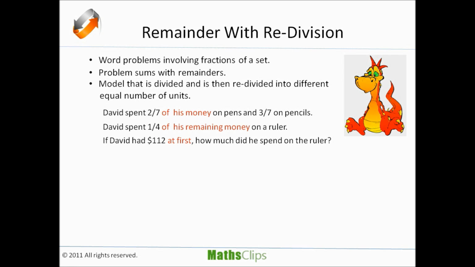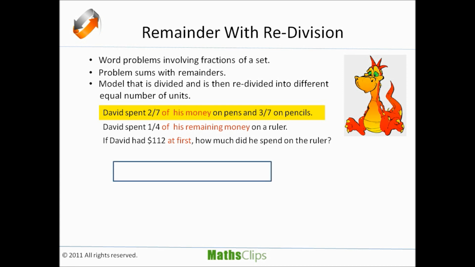Okay, so for the remainder concept, we start with the first sentence and draw a model with a long box of 7 units. Then we mark off 2/7 of his money spent on pens, so that's 2 units, and 3/7 on pencils, so that's 3 units for pencils. That gives us the remainder, which is 2 units. So we put that as left, or the remainder.